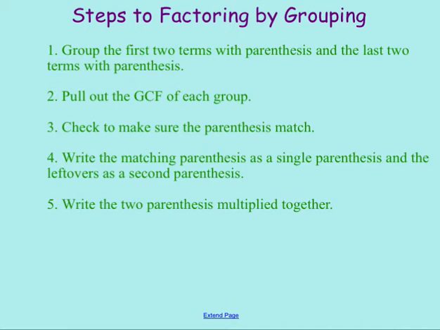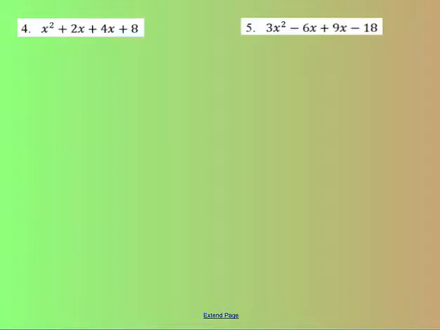Then you're going to write the parentheses as 2 binomials being multiplied together, kind of what we used to use the box for. That's what your answer is going to look like. So let's go ahead and take a look. If you haven't finished writing it down, go ahead and pause the video. So let's take a look at what this is going to look like.